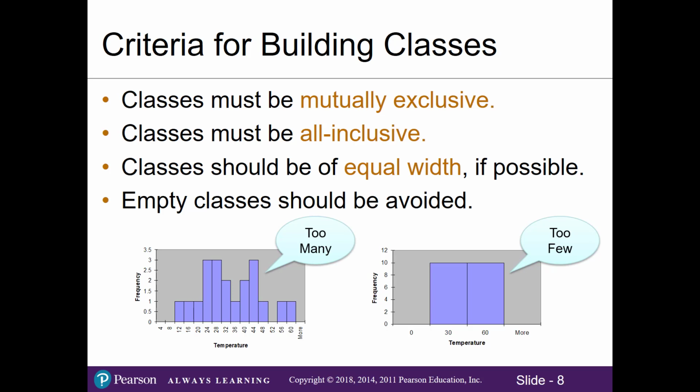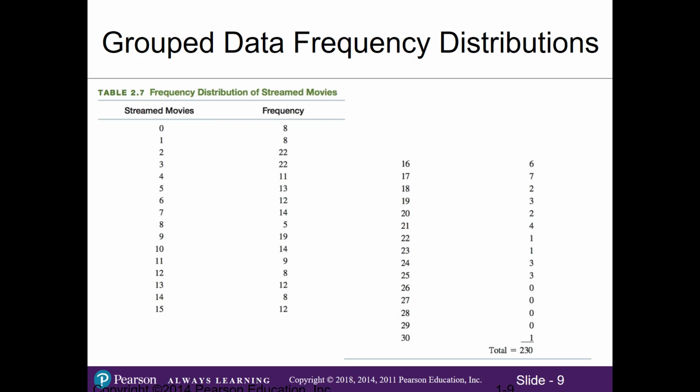So how do we build our classes? In our textbook, there was an example of the frequency distribution of streamed movies. So we have answers from 0 movies streamed all the way up to 30 movies streamed. I had to cut the table in half to get it to fit on the screen. But as you can see, if we count up all the frequencies of people, we've got 230.